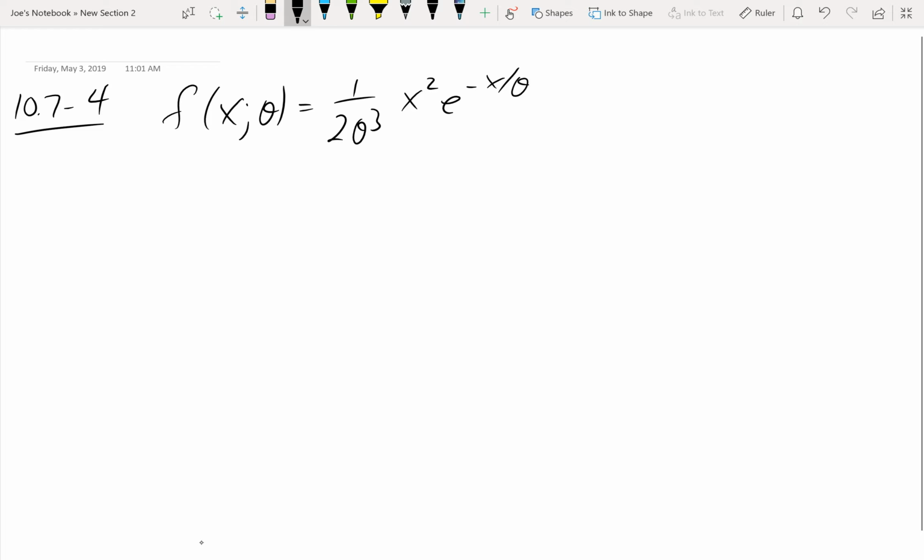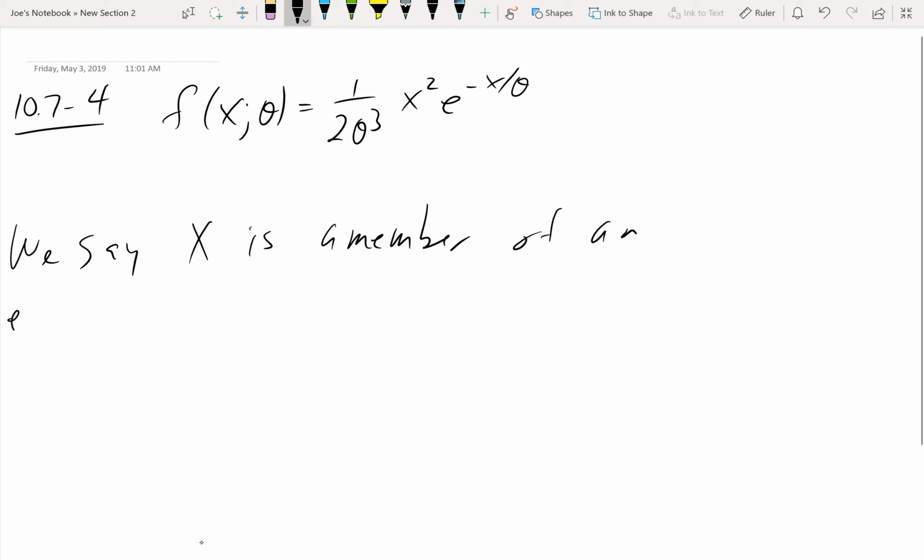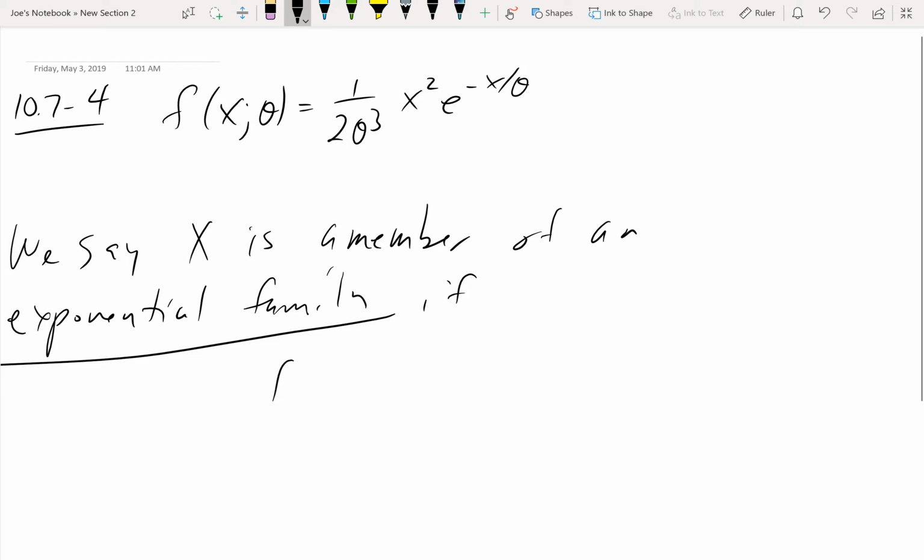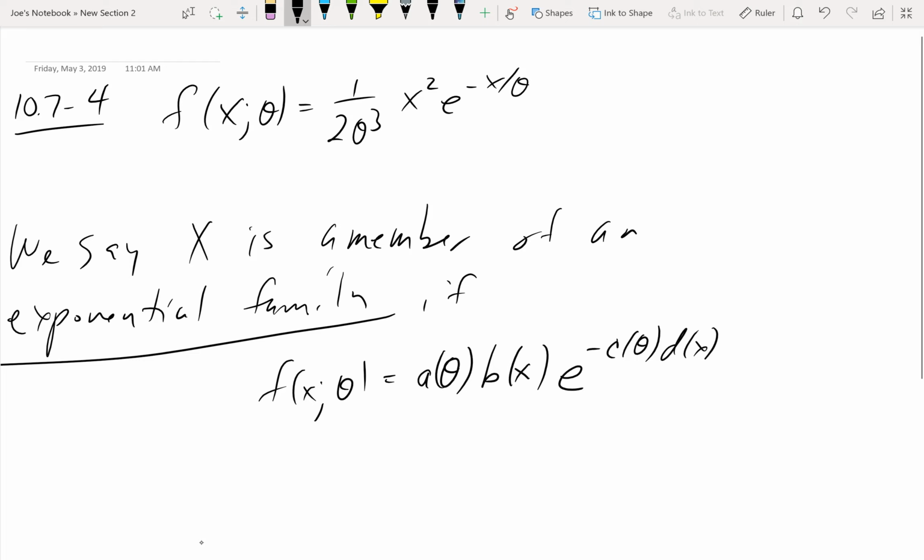Well, there's another way to get at this, which is what's referred to as exponential form or an exponential family. So we say that X is a member of an exponential family if the PDF can be written in the following form: a function of theta with no x's, times a function of x with no thetas, times e to the negative of a function of theta with no x's times a function of x with no thetas. And again, the support of x doesn't depend on theta.